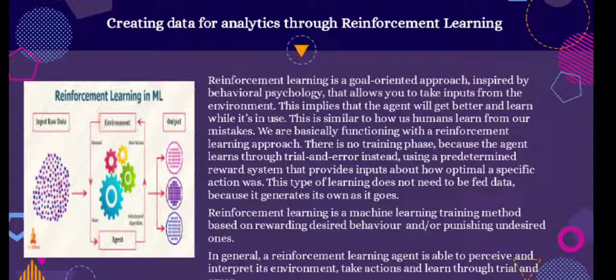So, reinforcement learning is the science of decision making. It's about learning the optimal behavior in an environment to obtain maximum reward. And it is a machine learning training method based on rewarding desired behavior and punishing undesired ones. In general, a reinforcement learning agent is able to perceive and interpret its environment, take actions, and learn through trial and error.